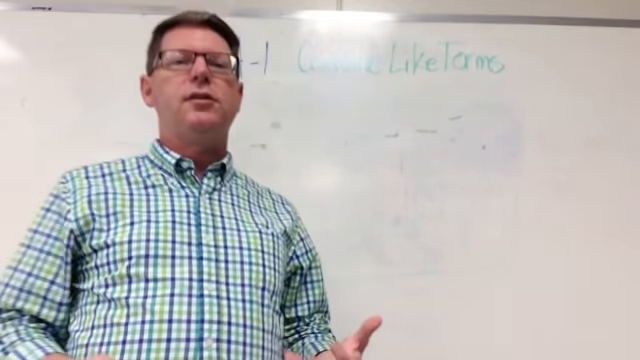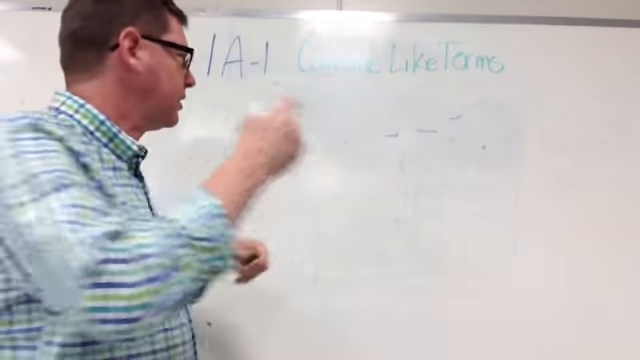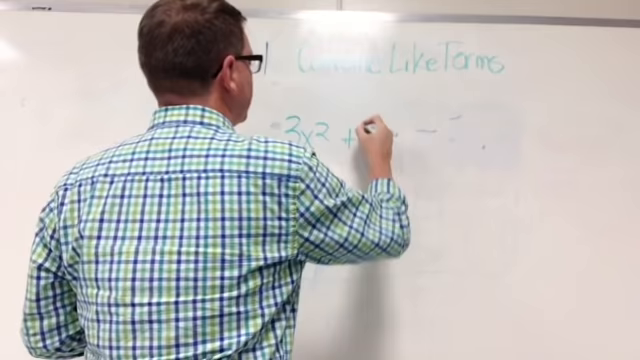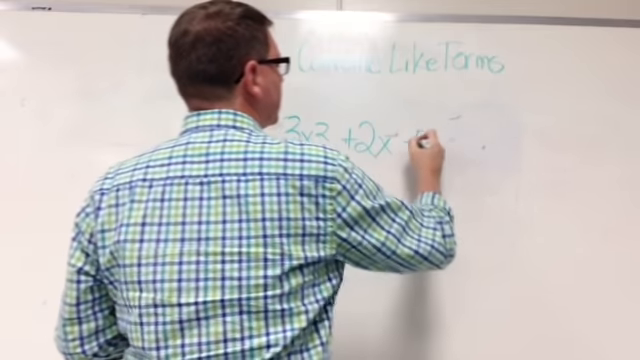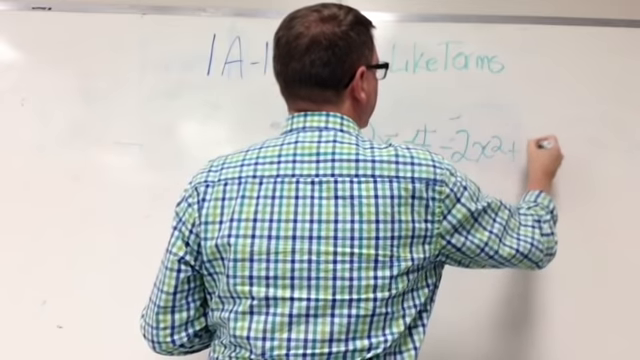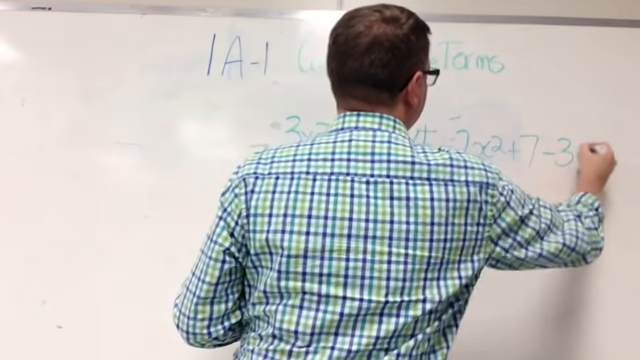Okay, combine like terms is doing just that. So let's say, for instance, I have 3x squared plus 2x minus 4 minus 2x squared plus 7 minus 3x.